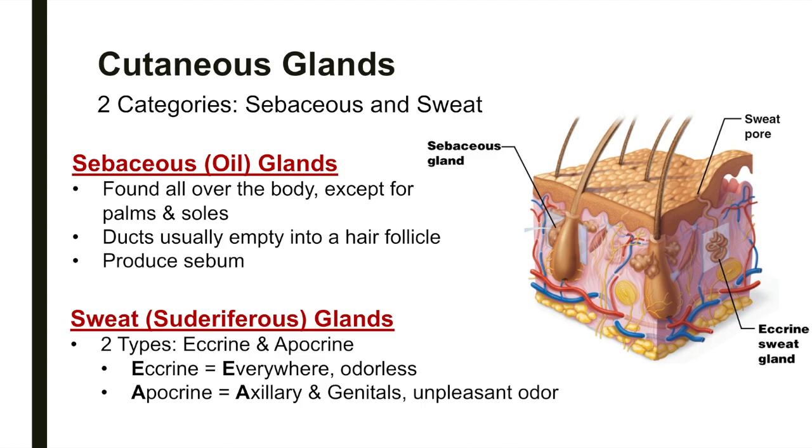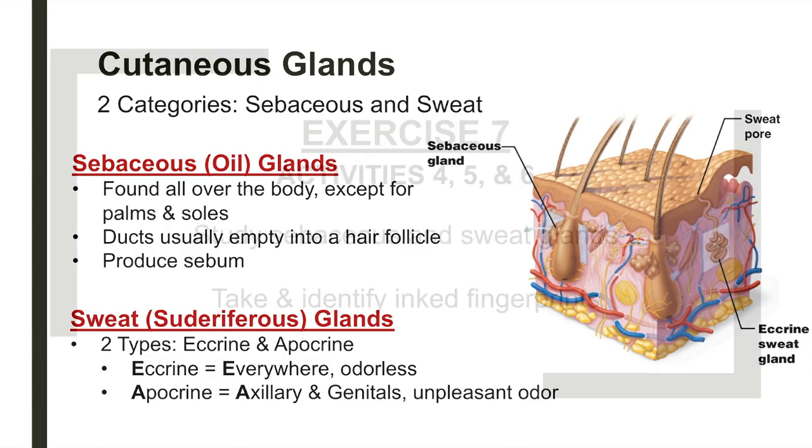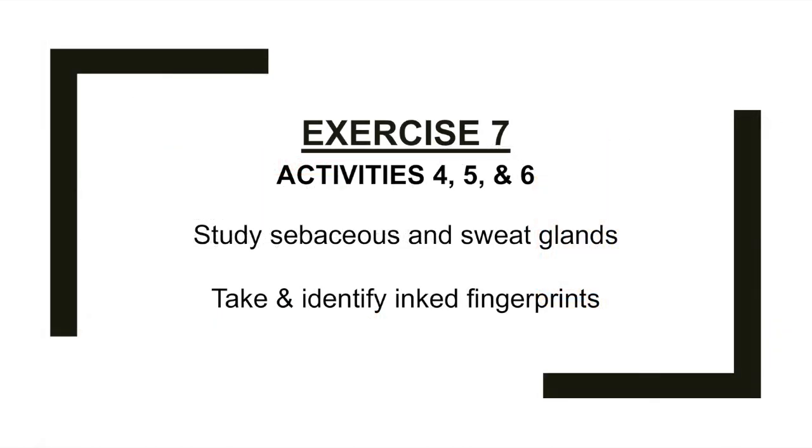On the other hand, apocrine sweat glands are found primarily in the axillary and genital areas. These glands secrete the basic components of eccrine sweat, plus proteins and fat-rich substances. Apocrine sweat is initially odorless, but when bacteria break down the protein and fat-rich substances, it begins to smell unpleasant. In activities 4, 5, and 6, you'll spend time studying sebaceous and sweat glands, as well as taking and identifying inked fingerprints.